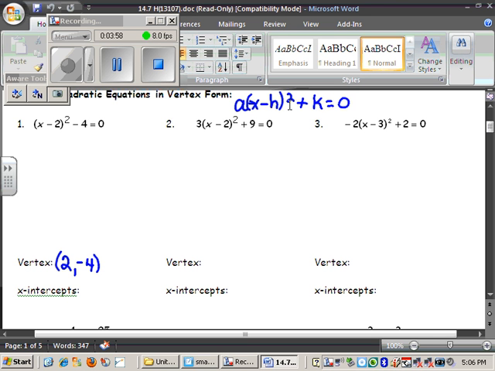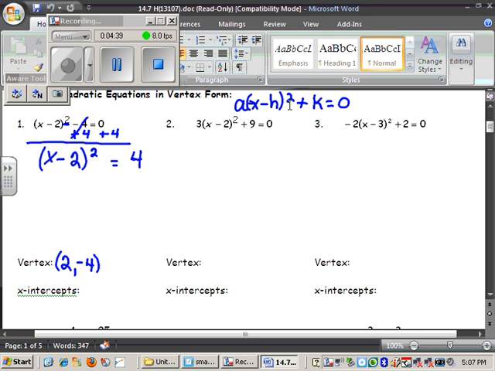Now, in order to find my x-intercepts, I'm going to isolate the squared portion of my equation. I like to call this the quadratic portion. It's not really an official name for that part, but it helps us understand that it's the part that makes this a quadratic equation, the fact that there's a squared there. In order to isolate it, I'm going to add 4 to both sides. My -4 and my +4 cancel out, and I'm left with x minus 2 squared, my quadratic portion, which is equal to 4.